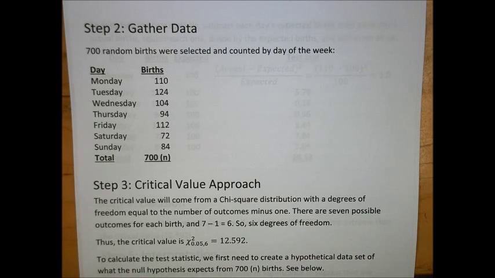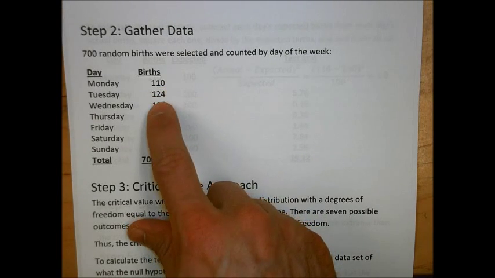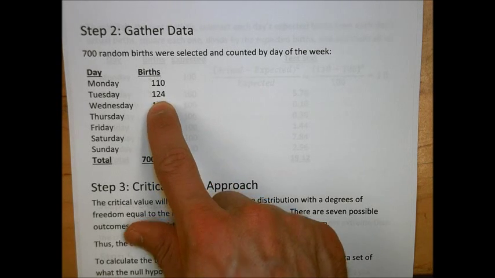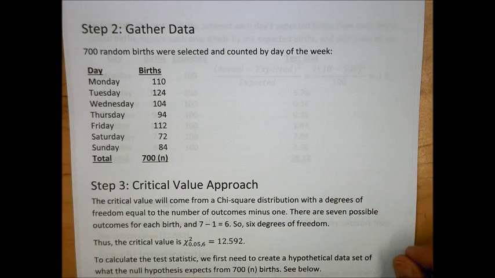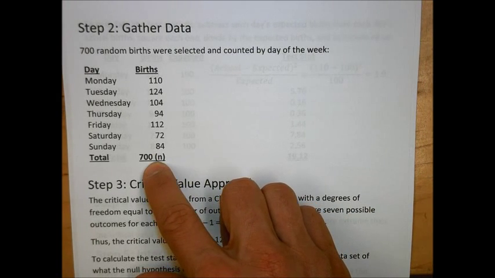Here we gather the data. We gathered 700 random births that were selected from local hospitals and counted up the births by day of the week. There were 110 on Monday, 124 on Tuesday, so on and so forth until there were just 84 on Sunday. The total here again would add up to 700.